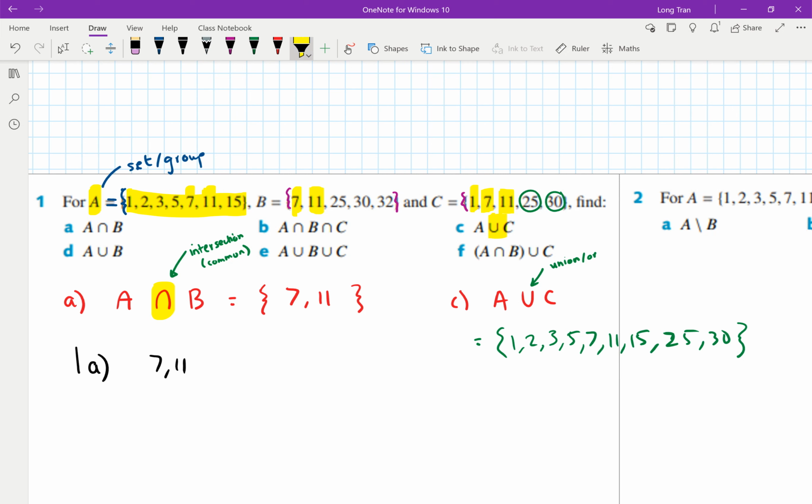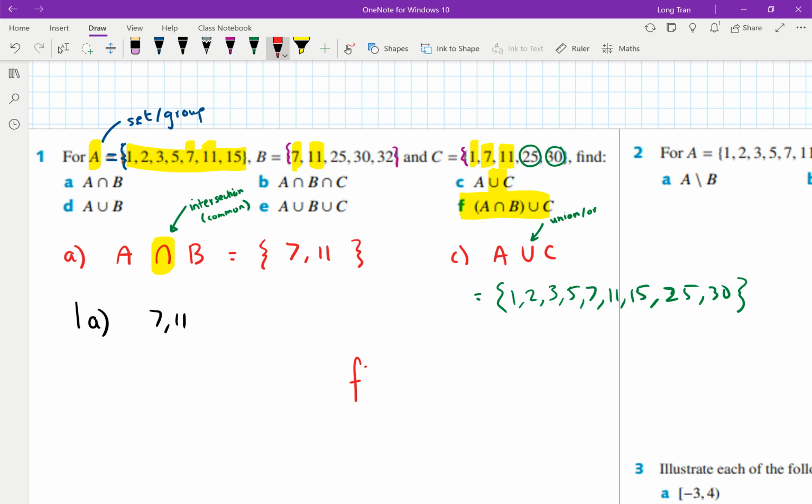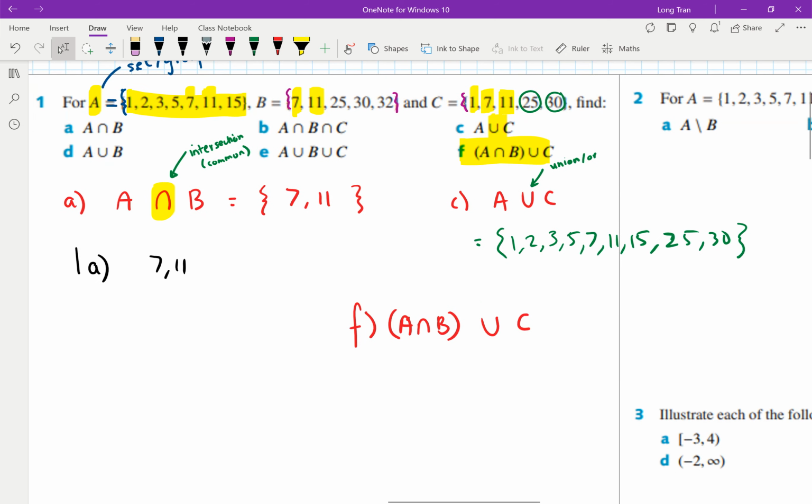So if you have a look at F, what is F asking you to do? Notice the brackets, those open brackets, just like BODMAS, means you have to do A intersection B first. So what's in common between A and B? And then union that with C. So if I did F with you right now, A intersection B, you need to do that first before you union it with C. Well, we already got the answer for A intersection B. We did that here. It's 7 and 11.